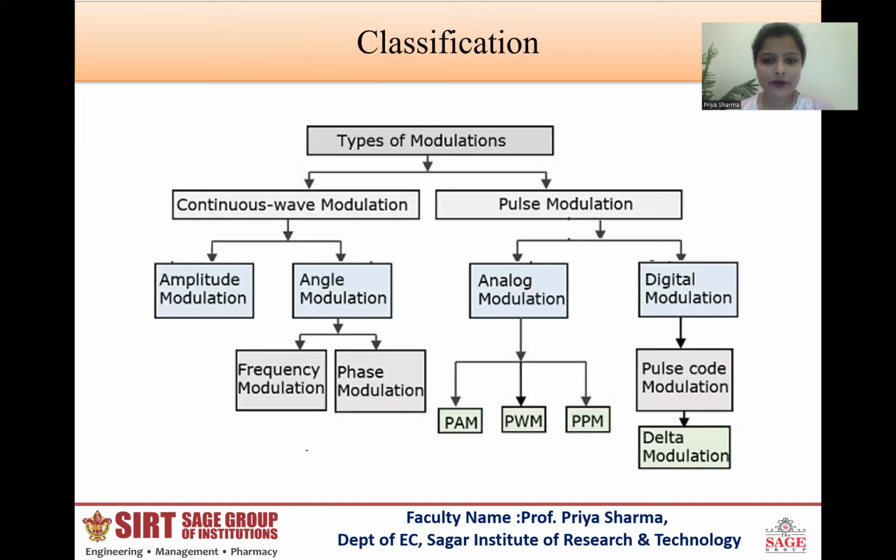This is the basic classification of modulation. We'll be covering all these modulation techniques in the upcoming lecture videos. Going through one by one, first is continuous wave modulation and then pulse modulation. Continuous wave modulation is further divided into two, that is amplitude modulation and angle modulation. Our first lecture is on amplitude modulation. Angle modulation is further divided into frequency and phase modulations. In pulse modulation, we have two classifications, analog and digital modulation. In analog modulation, we have pulse amplitude modulation, pulse width modulation and pulse position modulation, that is PAM, PWM and PPM. And in digital modulation, we have pulse code modulation, PCM, and DM, that is delta modulation.